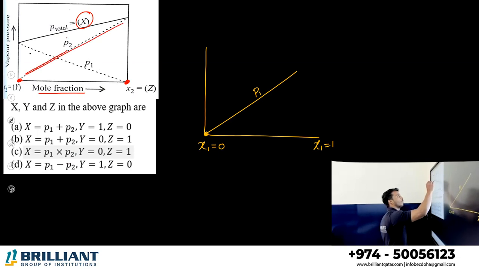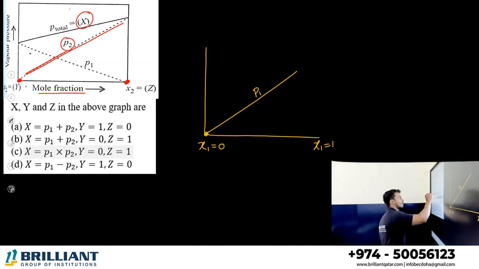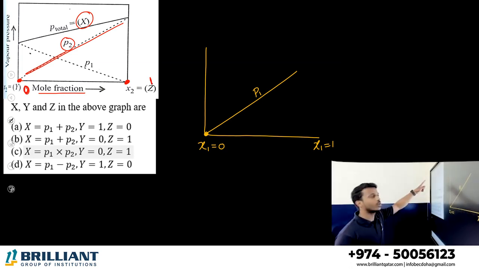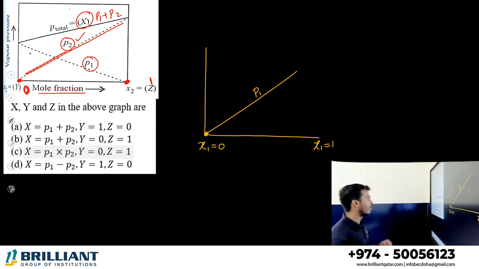So this line given corresponds to which pressure? P2. So for the second component the value is increasing from 0 to 1. So at this end its mole fraction should be 0, at this end it should be 1. And what is the total pressure? Total pressure is P1 plus P2. So what is the value, dear student? X value is P1 plus P2, Y value should be 0, Z value equal to 1.